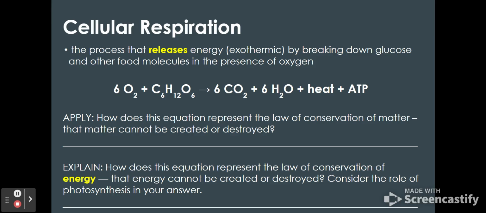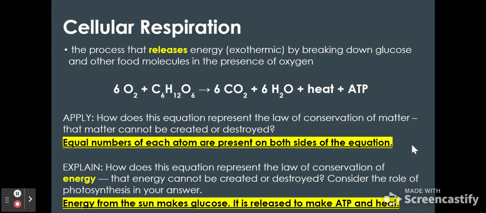Now, how does this equation represent the law of conservation of matter? That matter cannot be created or destroyed. And how does this equation represent the law of conservation of energy? That energy cannot be created or destroyed. So, for the first one, there are equal numbers of each atom on both sides of the equation. So, because of that, it's balanced. Matter is not getting created or destroyed in this case.